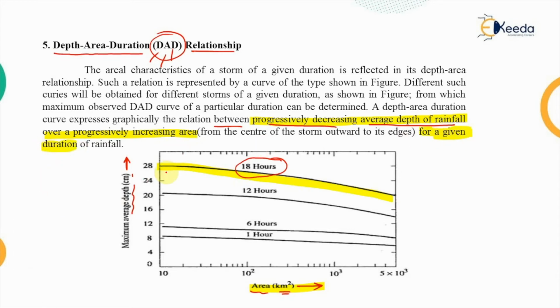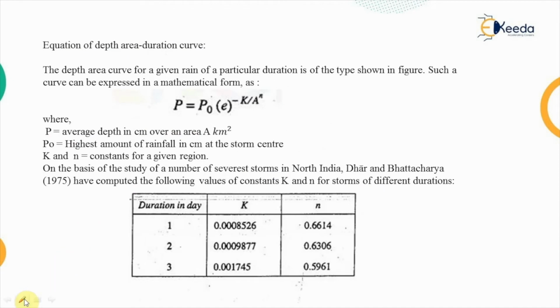So obviously when the area is increasing, in this method we have to make certain assumptions for the analysis part. The analysis of a particular storm is done by this relationship, just to determine the largest average depth of the rainfall which falls on the various sizes of the area during a particular duration. There are certain assumptions which are made in the analysis of this method.